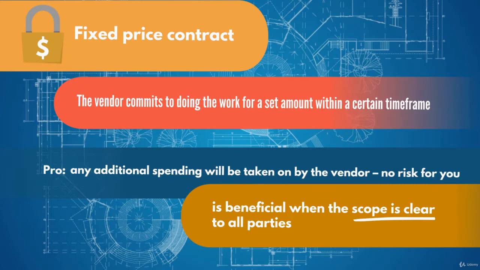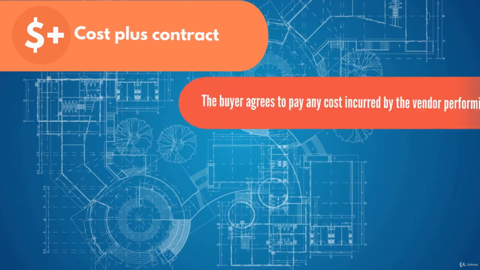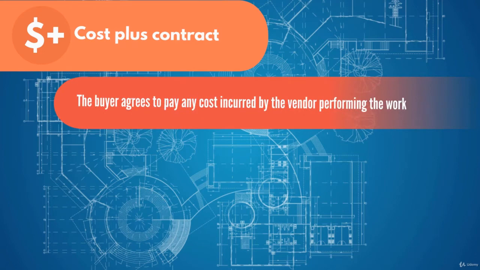The second type is called cost plus. This is where the buyer agrees to pay any cost incurred by the vendor performing the work. This can be a fixed additional fee, a variable fee, or a mix of the two. Either way, it gives the buyer the flexibility to adapt the spending in accordance with the work being done.